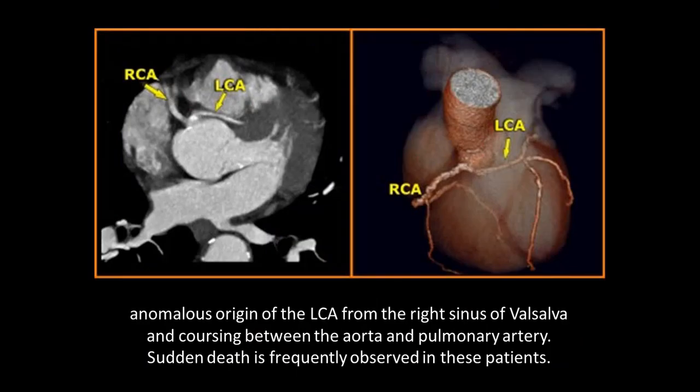Let's have some of the cases of these anomalies. This is a single coronary artery. The right coronary artery is okay. The left one is running between the aorta and the pulmonary artery. So it could be compressed here. So sudden death is frequently observed in these people.